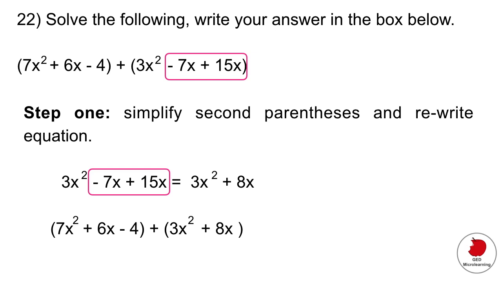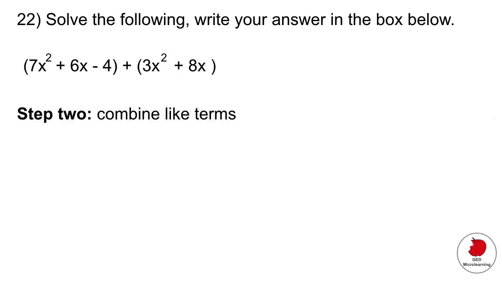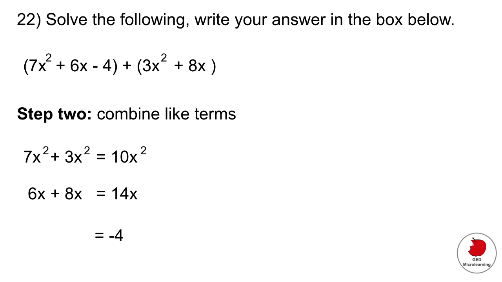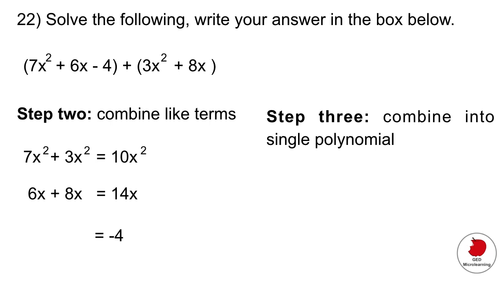All right, now you can go ahead and do step 2, which is the same thing that we saw before, which is to combine like terms. So first of all, let's look at those terms that are raised to the second power. So we would say 7x squared plus 3x squared in both cases is equal to 10x squared. Then all those terms with an x, so 6x plus 8x is going to equal 14x, and then you have one whole number, which is minus 4. And then, once again, you want to take all those numbers and then combine them together, and now you end up with your single equation or your single polynomial.